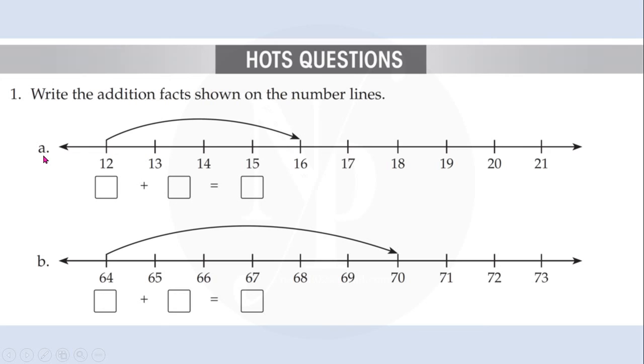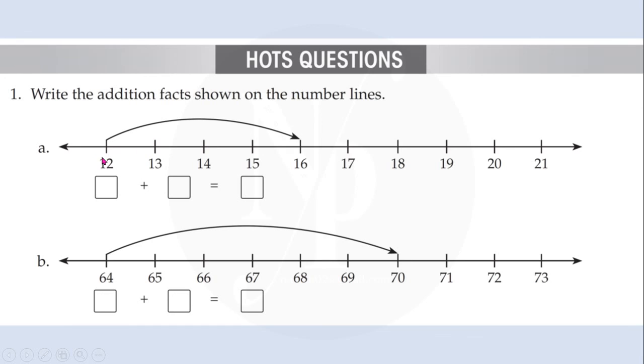Looking at the first one, A, the number line starts from 12 and it is ending at somewhere 21 here. So there is an arrow mark starting from 12 and ending at 16. The arrow mark is shown towards the right. So when we move towards the right on a number line, that represents addition of two numbers.